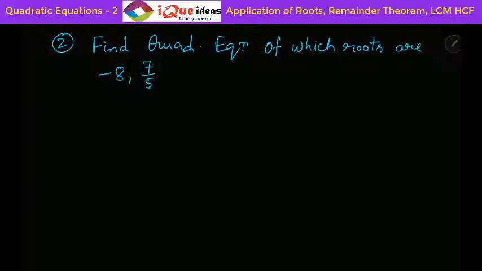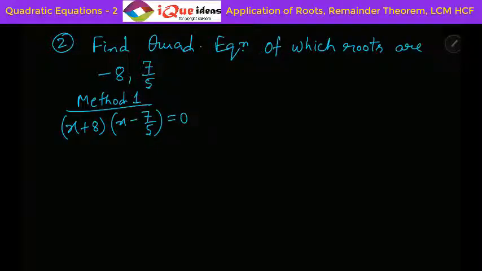So we have already shown the methods in detail. Now I'll do in short. Let's say method 1. From method 1, I can directly say the equation will be x plus 8 into x minus 7 by 5 equal to 0, right? So if I simplify it, it is x plus 8 into 5x minus 7 whole divided by 5 equal to 0. Now this 5 goes to the other side, so it becomes 0.